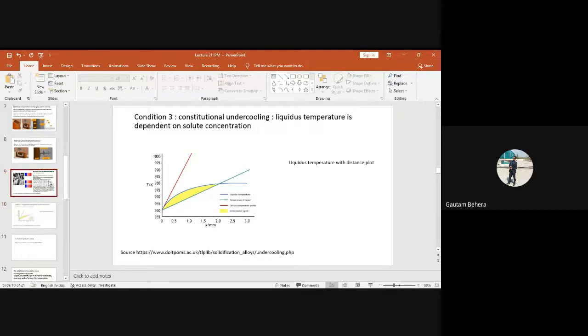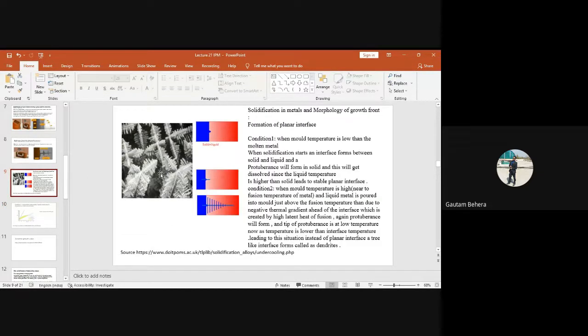This is one of the best images. This portion is the interdendritic region. This portion is the interdendritic region, right? This portion is the interdendritic region. So can you people tell me, if dendrites form, then when the entire liquid becomes solid, the concentration of solute will be higher in which part? Which region? Tell me.